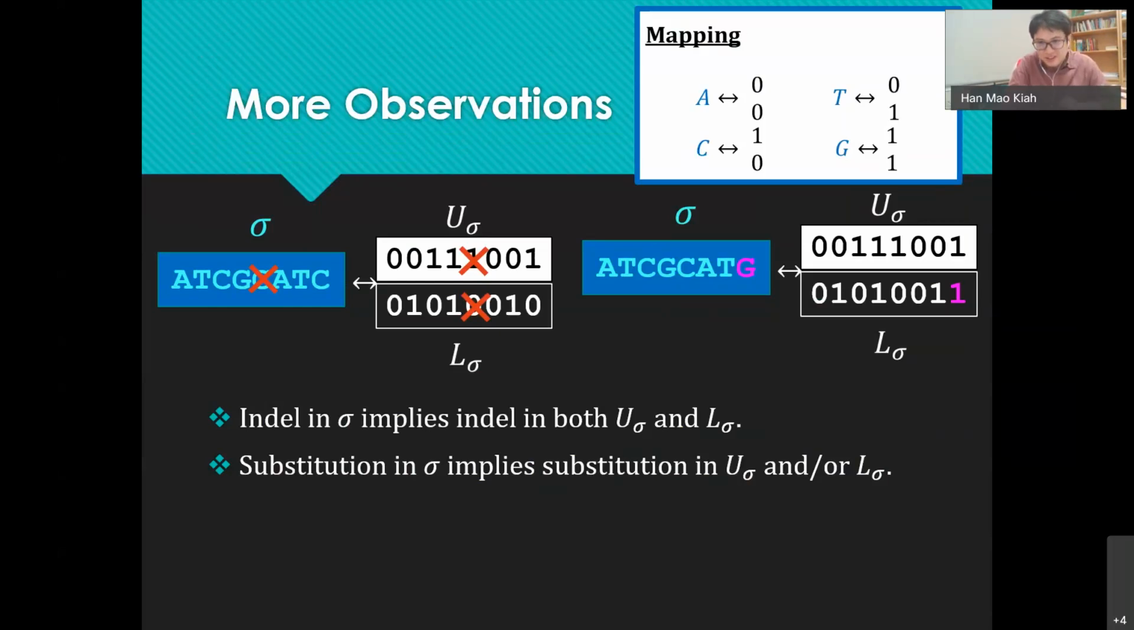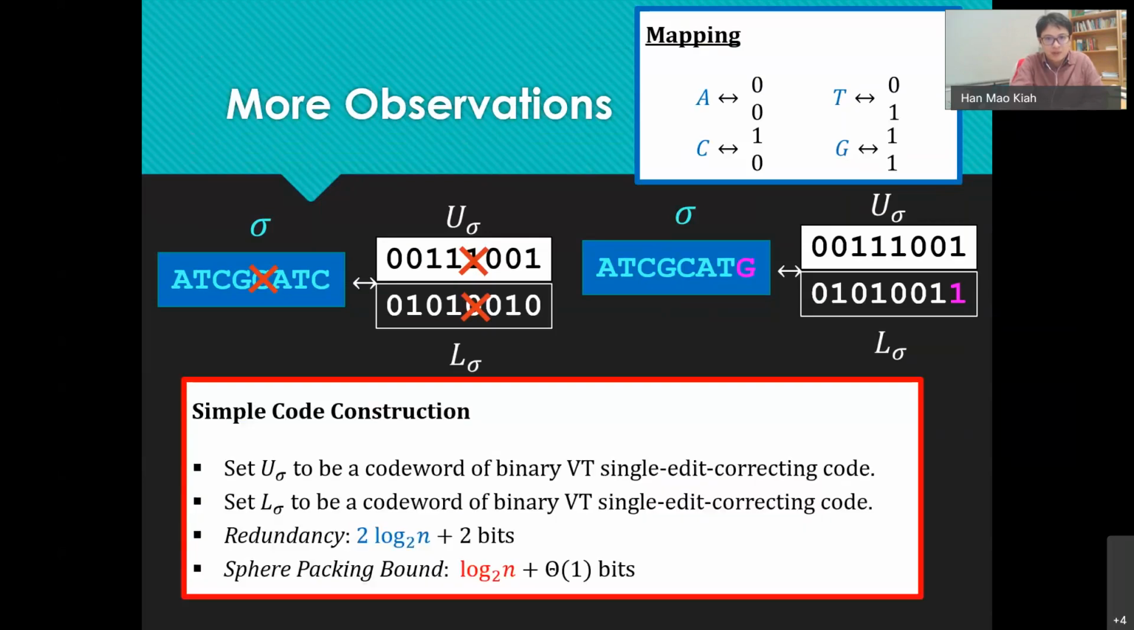But anyway, what is very obvious is that we have a very simple code construction, which is simply to require both upper and lower sequences to be part of a single edit correcting code. This means that we will introduce a redundancy of 2 log n bits. Again, this is off from the sphere packing bound, which needs only log n bits. So our target is to aim for log n bits.